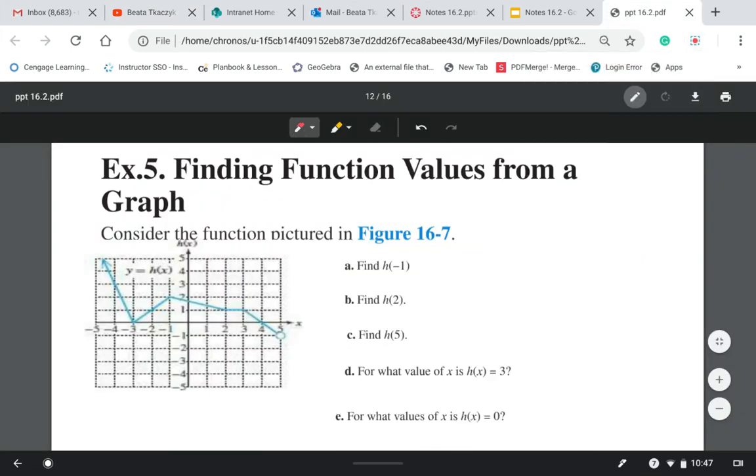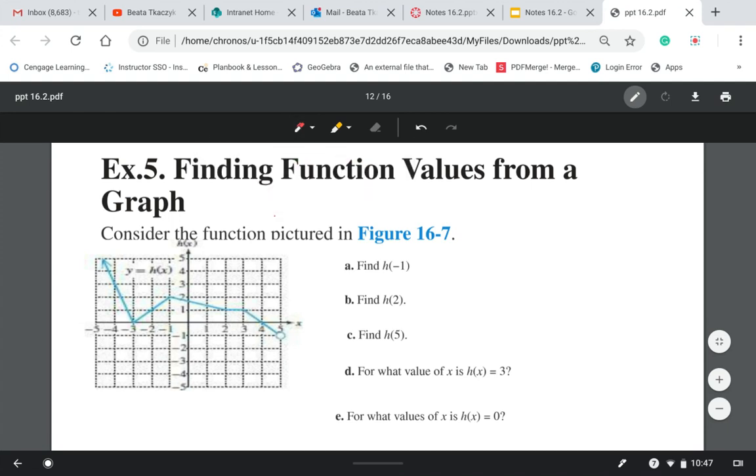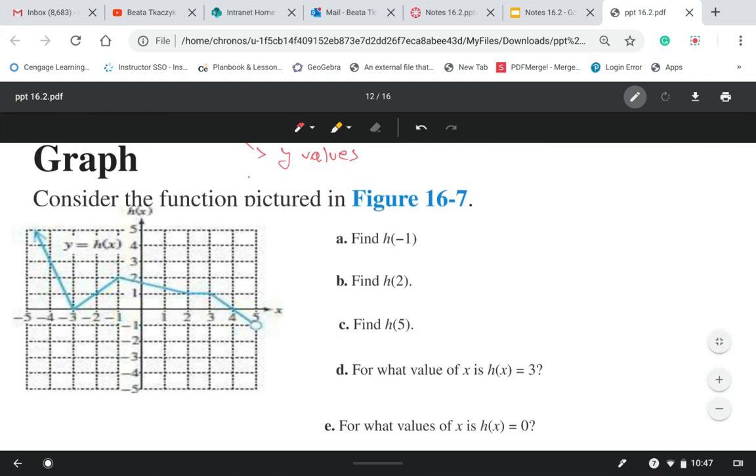Okay, so we're going to continue. This is example 5. So next what we're doing, we're going to find function values from the graph. So we're going to evaluate the function value from the graph. So again, don't forget that finding function values means finding y values. So how are we going to do it? Hope you guys can see this graph well. Now, let's talk about the first part. You need to find h of negative 1.